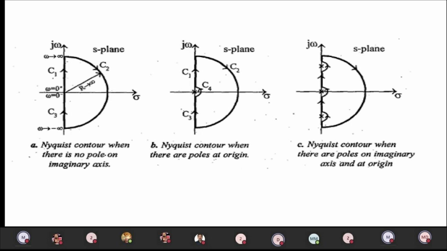As per the procedure followed for the polar plot, we can draw the C1 contour. For the C2 contour, as usual, you have to consider s = limit R tends to infinity of R e^(jθ), where θ varies from -90 to +90. You substitute that into the transfer function and you get the corresponding contour. Similarly, C3 will be the mirror image of C1, so the opposite mirror image of the C1 polar plot is drawn here. C4 will be just like C2, only here R tends to 0, so R e^(jθ), where θ varies from +90 to -90.